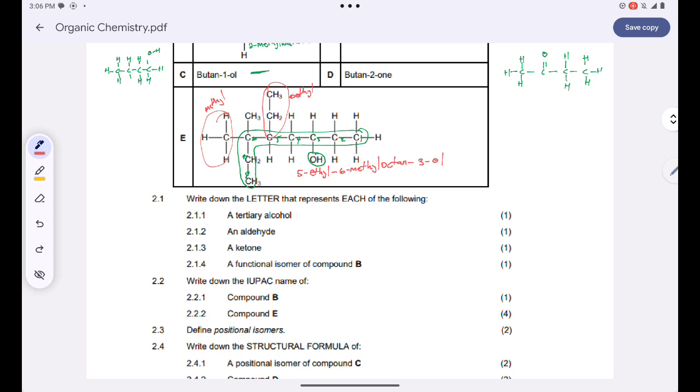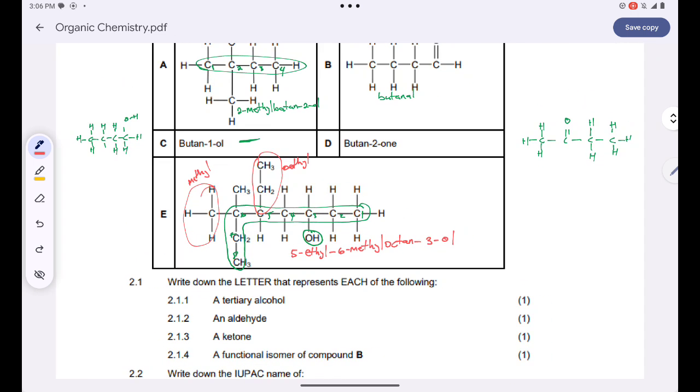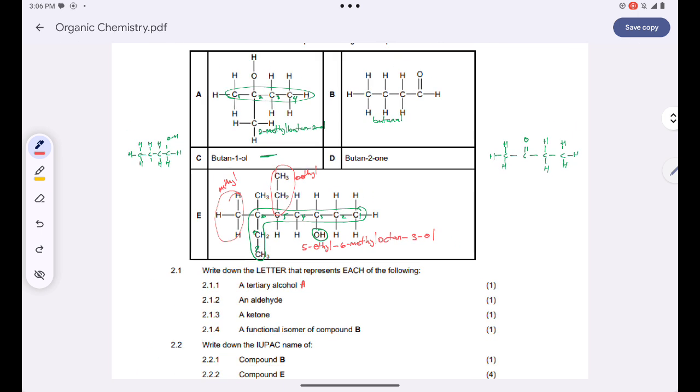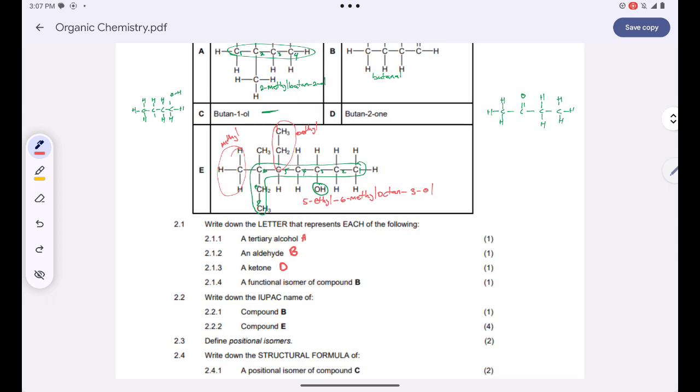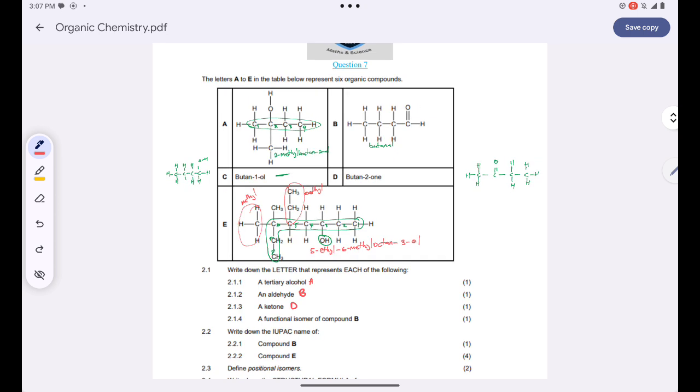A tertiary alcohol. Remember that I said a tertiary alcohol is compound A because the carbon bonded with the OH is bonded to other 3 carbons. An aldehyde, that's compound B because it has a formyl group. Ketone, that's compound D. The suffix told us. Are we together? Okay, a functional isomer of compound B. A functional isomer of an aldehyde will always be a ketone.